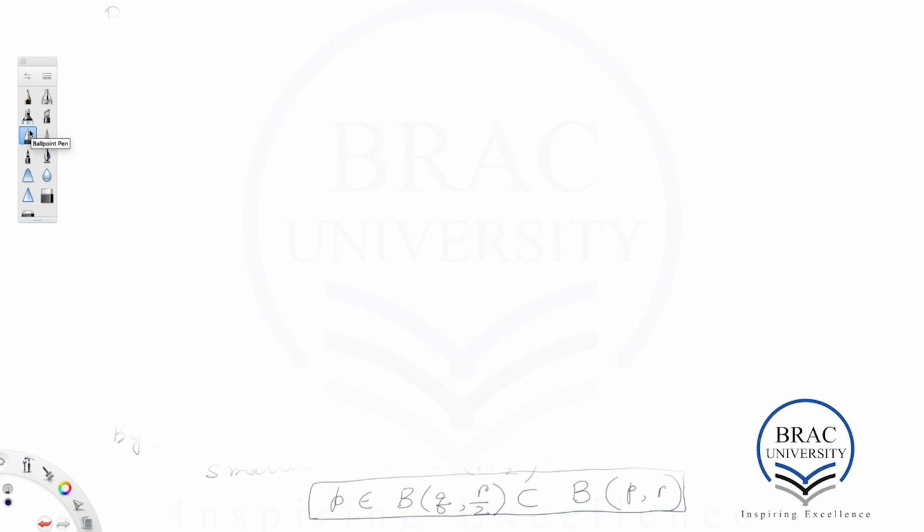Okay, so before doing that, I need to draw a diagram. So here is the diagram. This center is B, and we are calling this radius R. This ball should be an open ball, so it has to be a dotted one, but I did not do it. It's easier to see a solid sphere. B(P, R).